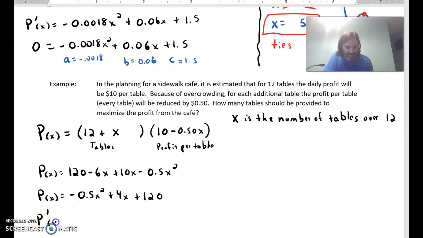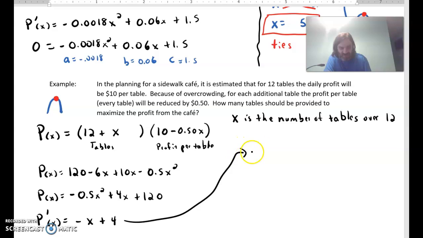So derivative now to figure out where this thing is turning, and it's a quadratic. It's an upside down quadratic. So an upside down quadratic is an upside down U that should have one turning point, which is a maximum. So right now the derivative will be negative x plus 4. So we're going to set that derivative equal to 0 to figure out where that turning point is. 0 equals negative x plus 4, x equals 4. That's 4 additional tables.